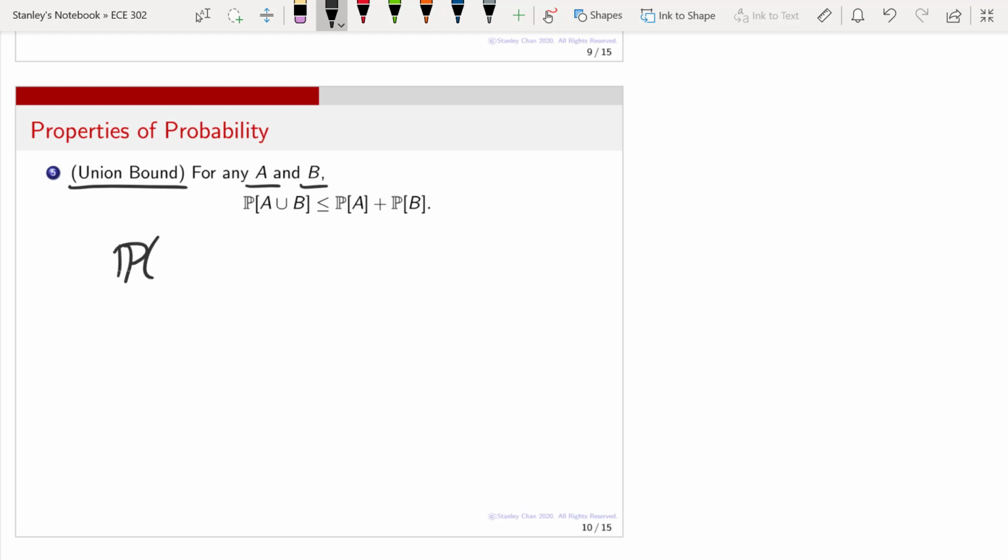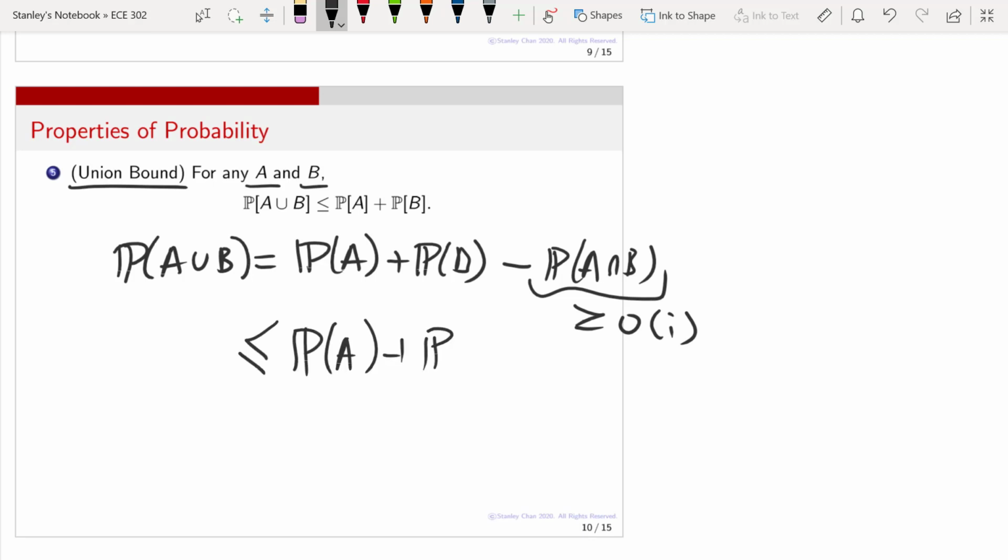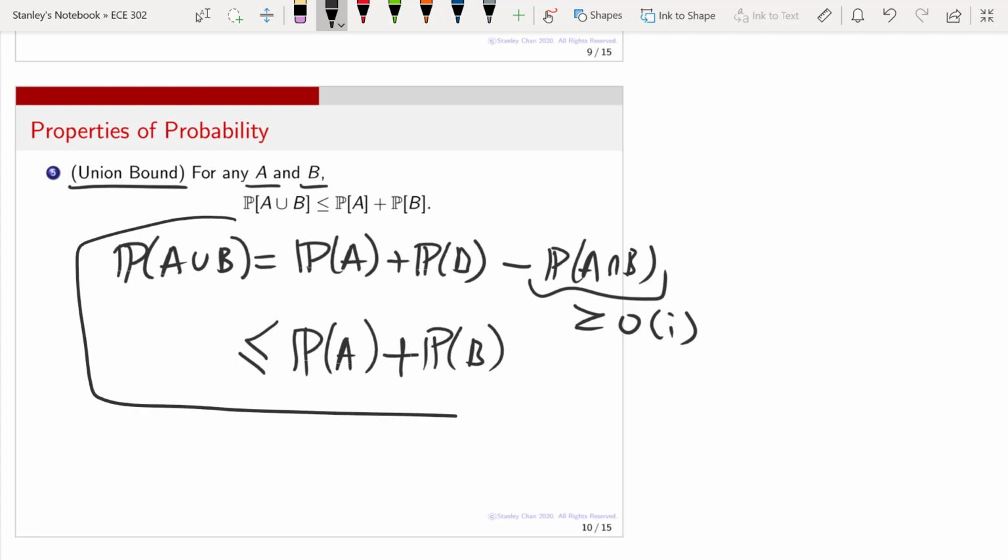We know that the probability of A union B is the probability of A plus the probability of B minus the probability of A intersect B. And since by axiom number 1, this is bigger than or equal to 0, this entire thing has to be less than or equal to A plus B without this subtraction. So then you can show that the probability of A union B is less than or equal to the probability of A plus the probability of B.